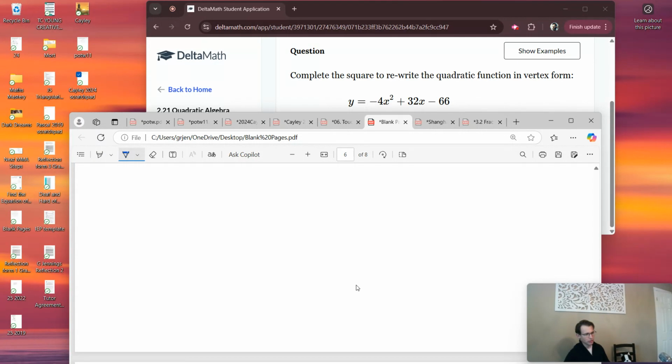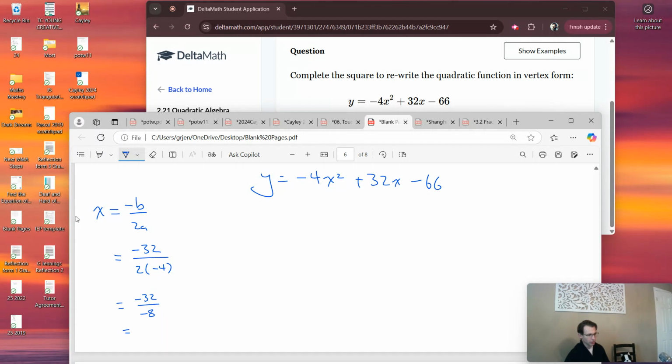Okay, so we're going to do it this way. y = -4x² + 32x - 66. We remember that the axis of symmetry is at -b over 2a, which in this case, b is 32, so that's -32 over 2 times -4. This is equal to -32 over -8, in other words, 4. So the x value of the vertex is at 4.